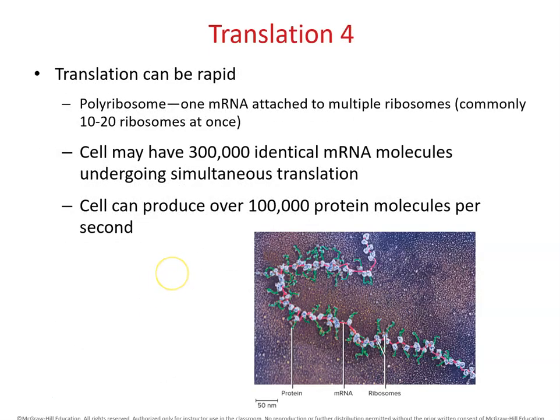This translation, using the mRNA code to make the protein, can happen very, very fast. Sometimes we can have over 100,000 proteins being made per second. So this can be a very, very fast process.